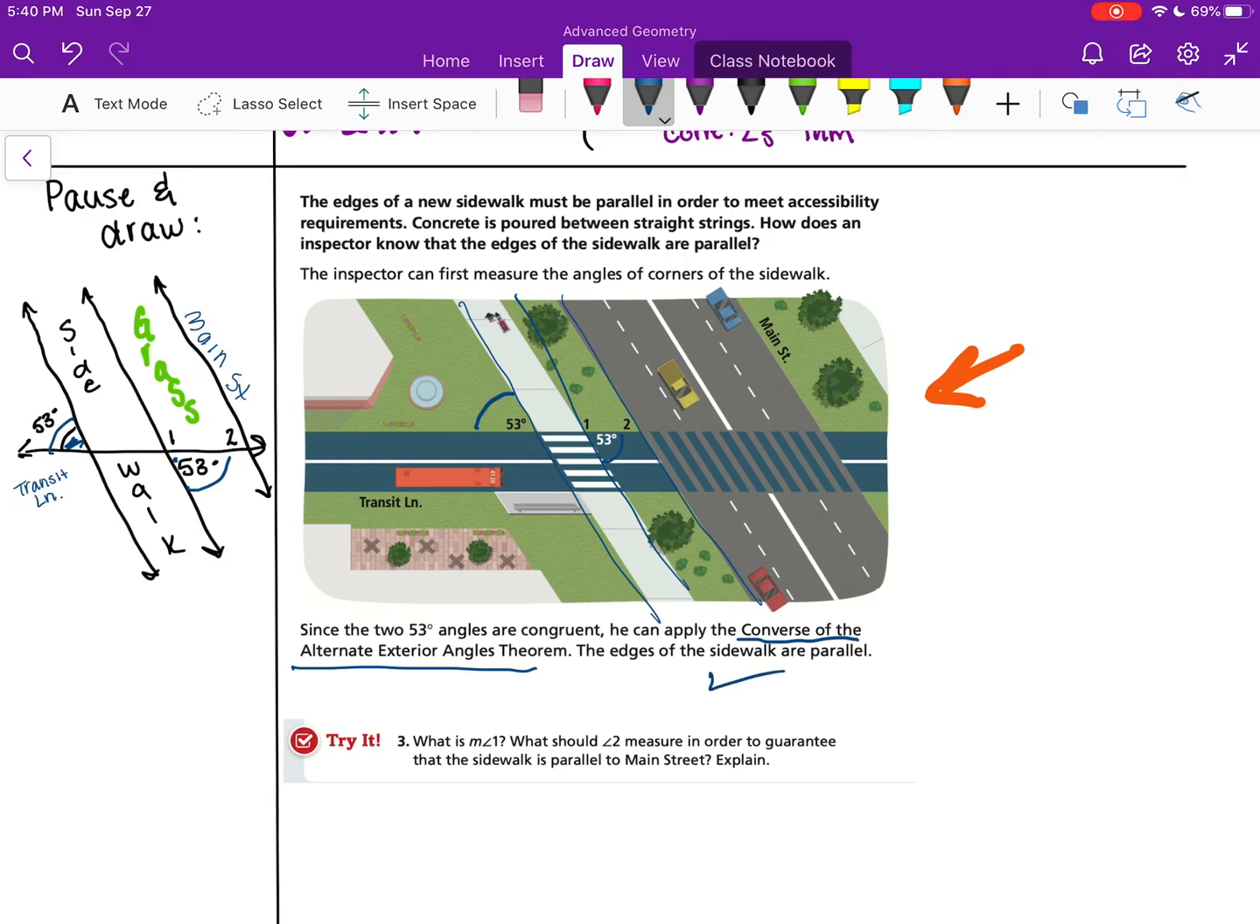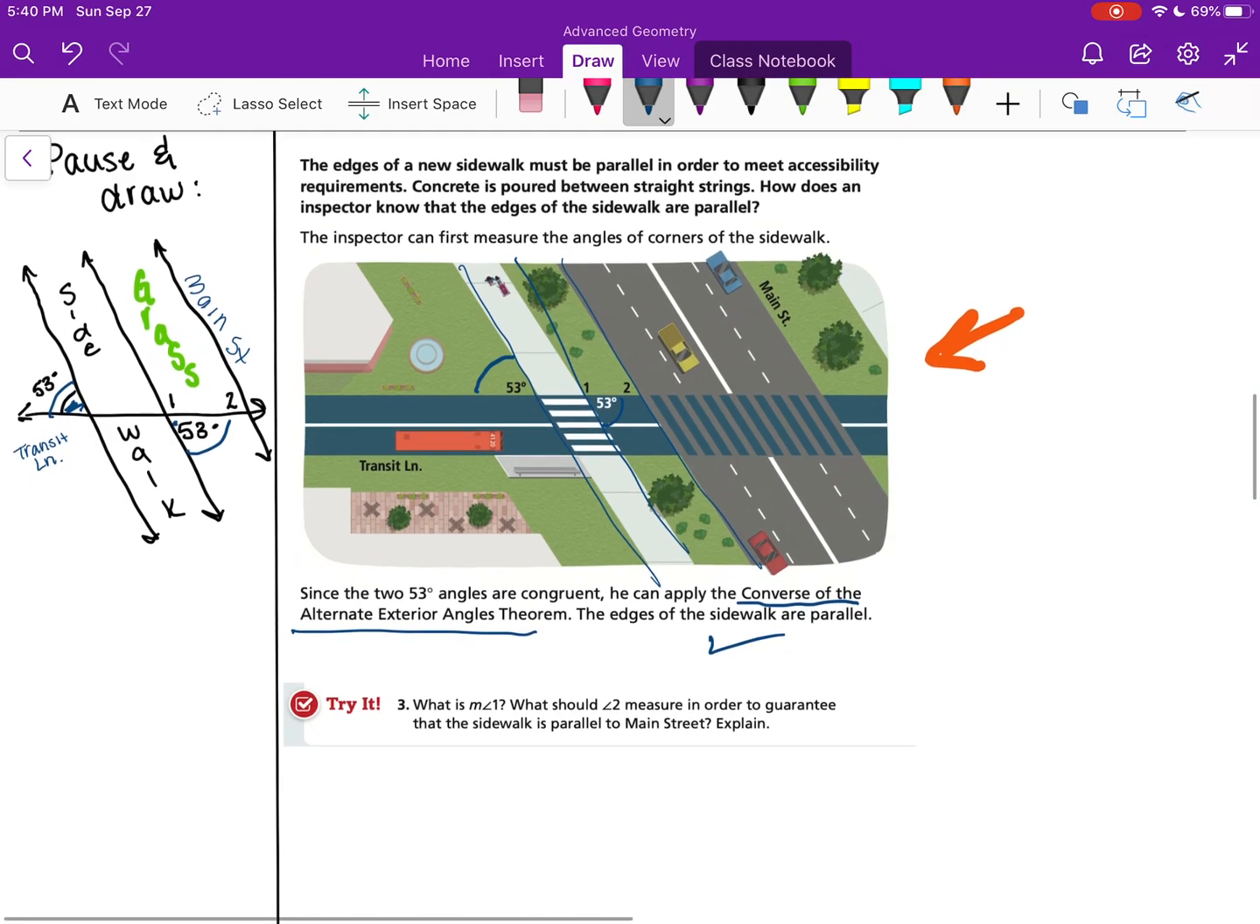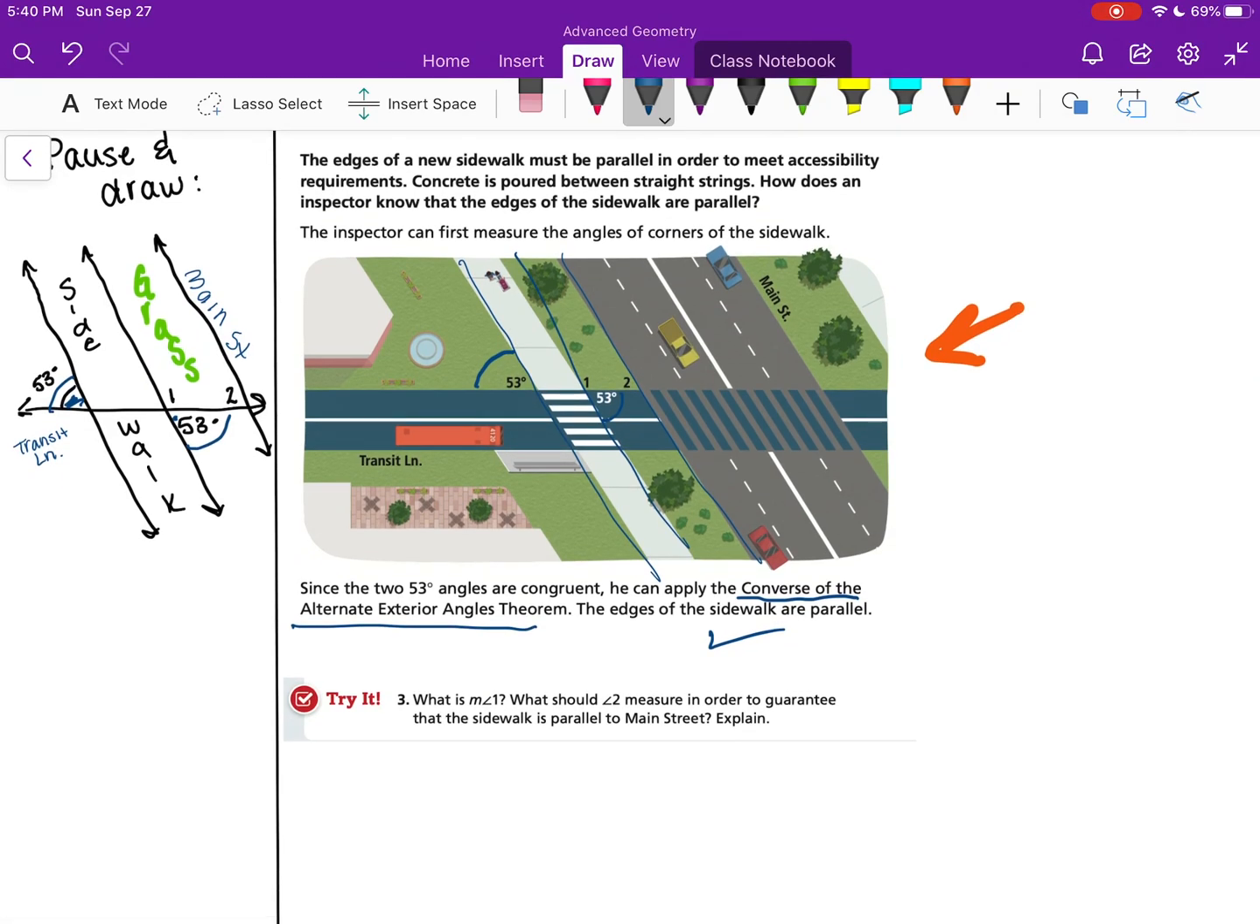So let's take it one step further and do the example in your workbook. What is the measure of angle 1? If we know that this is 53 degrees, can we find the measure of angle 1? Yes, we totally can. The measure of angle 1 plus 53 degrees equals 180 degrees because they lie on the same line. So if we subtract 53, the measure of angle 1 must be 127 degrees. Okay, we've answered that question.